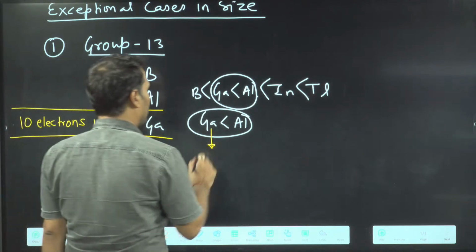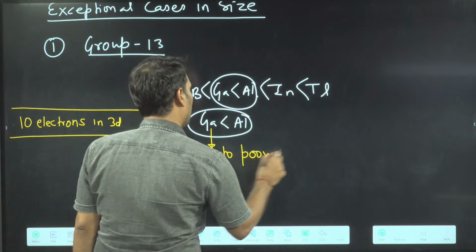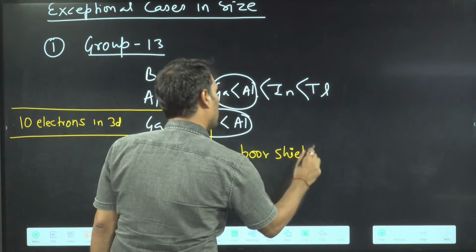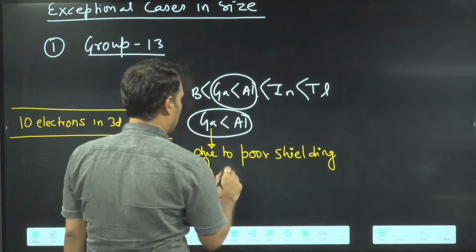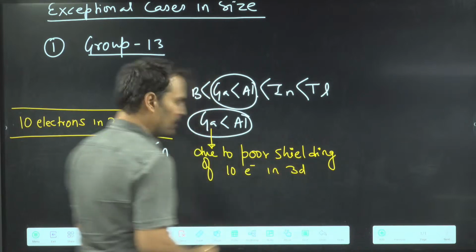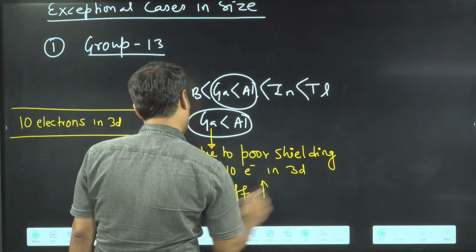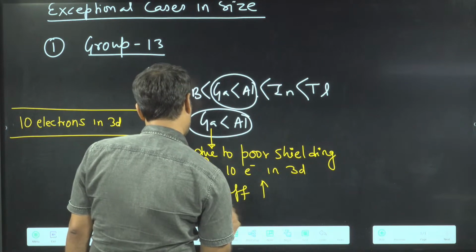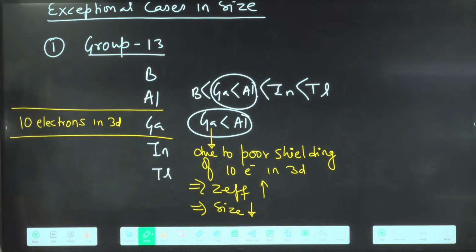So Z effective increases and size is decreased. So what will you write as the reason? Due to poor shielding or good shielding? Due to poor shielding. Whose poor shielding? Poor shielding of 10 electrons in 3D. Due to this, what will happen? Z effective will increase. That means what? Size will decrease. Got the point?